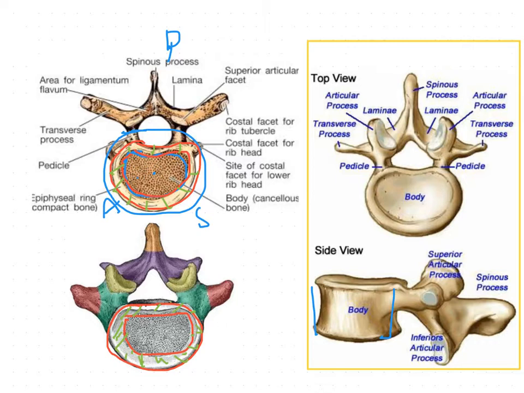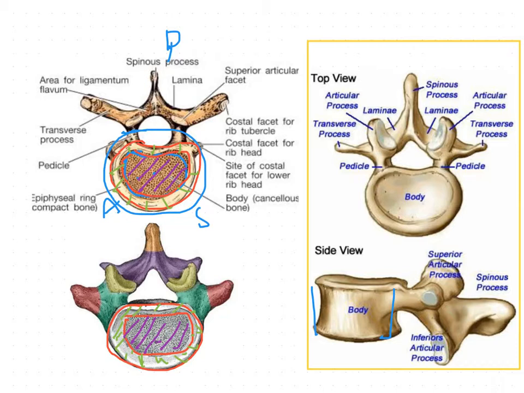If you see at the center, a layer of hyaline cartilage is present. This hyaline cartilage is called the cartilaginous end plate. Normally this cartilaginous end plate is located only at the center of the vertebral body. So this is also considered the vertebral end plate.